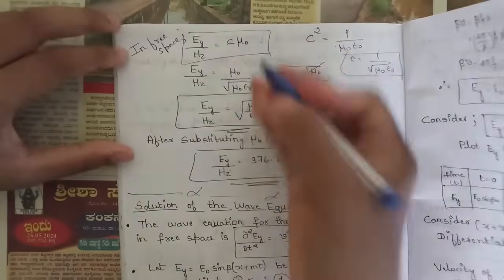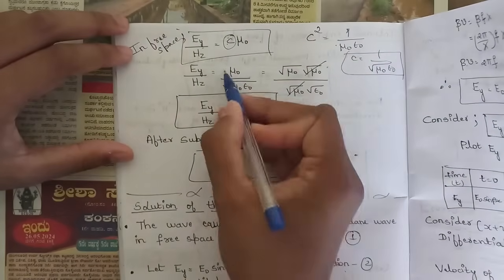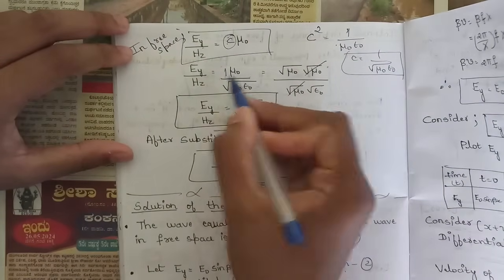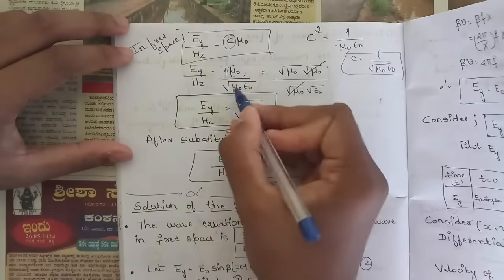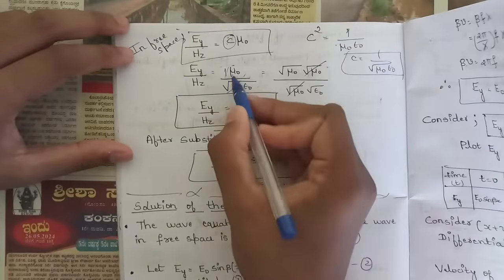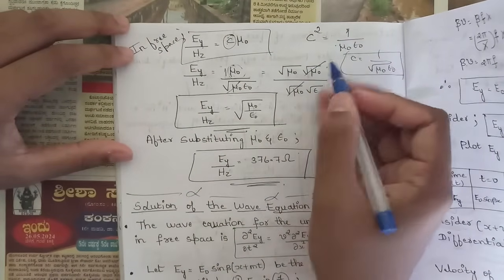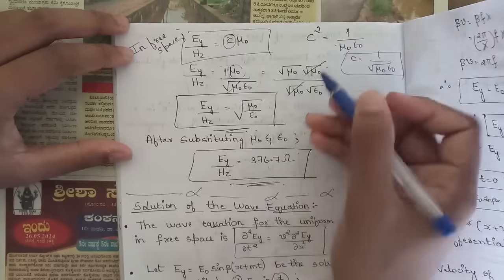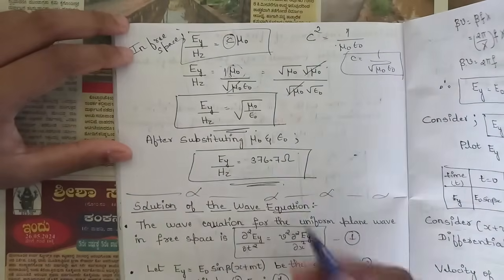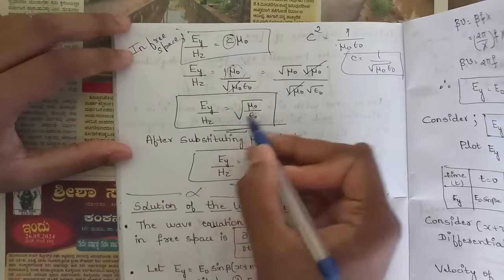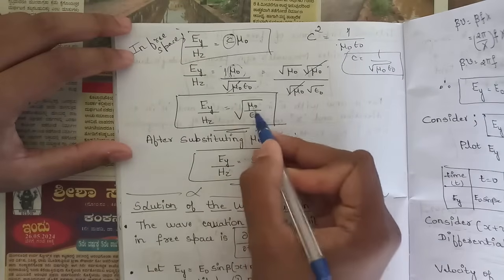So now in free space what we can do is replace this c by 1 by square root of mu naught epsilon naught into mu naught. So now in order to cancel this mu naught in the numerator, we know that mu naught is equal to square root of mu naught square, so that is square root of mu naught into square root of mu naught, so we can cancel square root of mu naught here. So Ey by Hz is equal to square root of mu naught by epsilon naught.